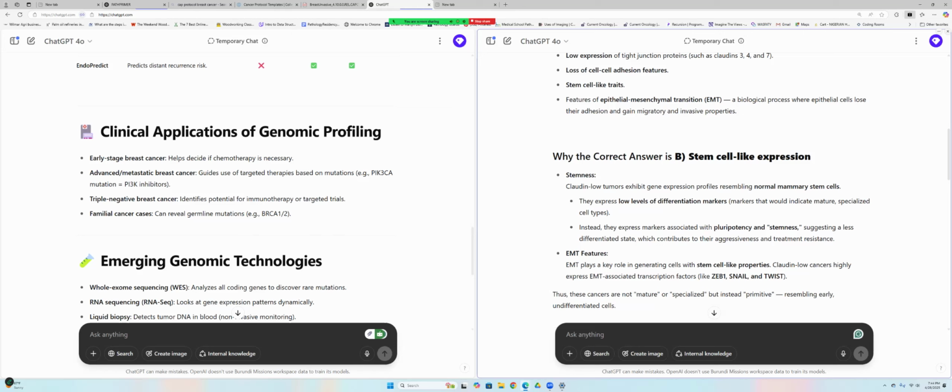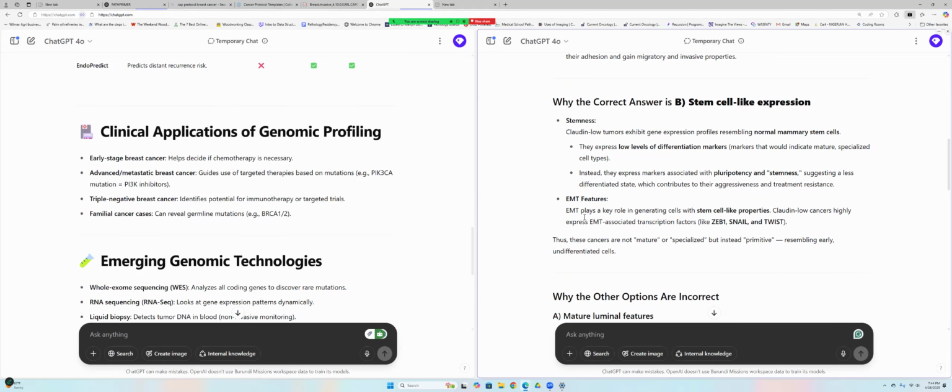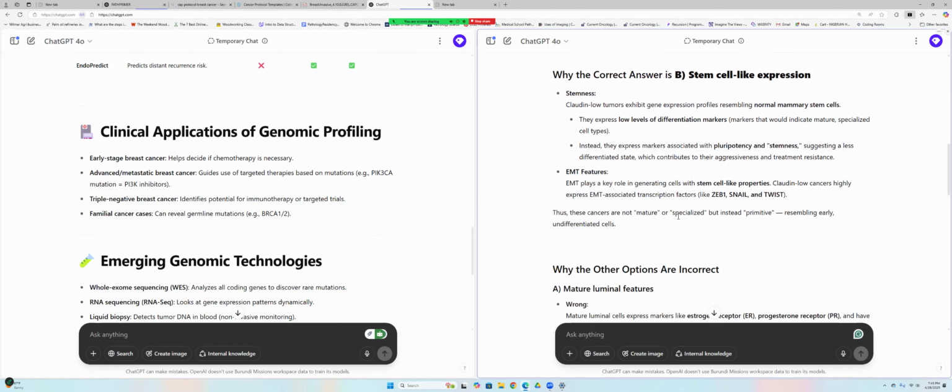They express low levels of differentiation markers that indicate mature specialized cell types. Stem cells are very poorly differentiated, like you rightly said. They have not yet differentiated into anything. Instead, they express markers associated with pluripotency and stemness, suggesting a less differentiated state, which contributes to aggressiveness and treatment resistance. EMT plays a role in generating cells with stem cell-like properties. Claudin-low cancers highly express EMT-associated transcription factors like ZEB1, Snail, and Twist. They express these a lot, and they help them become more aggressive and invasive.